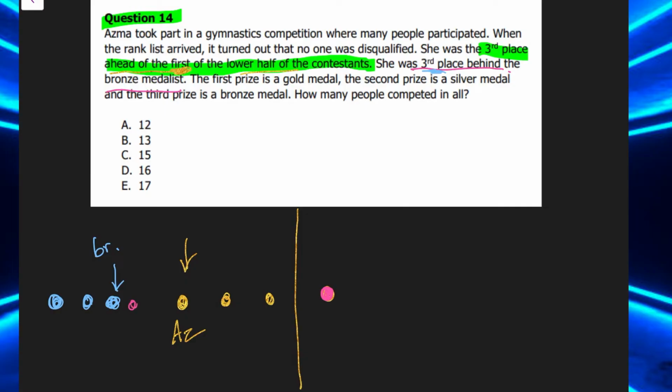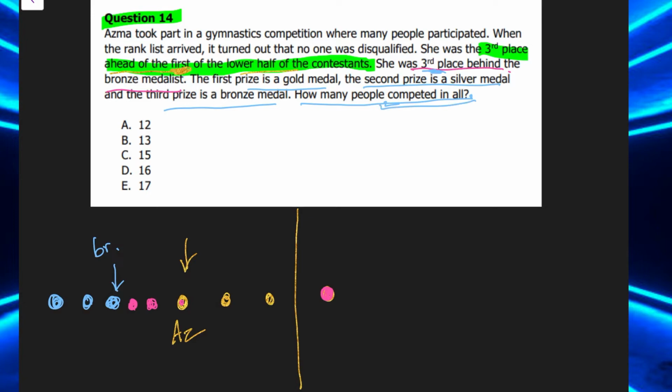So behind this, it means first, second, and Asma is the 3rd from the bronze medalist too. So there are 2 people in between. All right, and this is all the information that is given in the question. The first prize is a gold medal, the second prize is a silver medal, and the 3rd prize is a bronze medal. How many people competed in all?